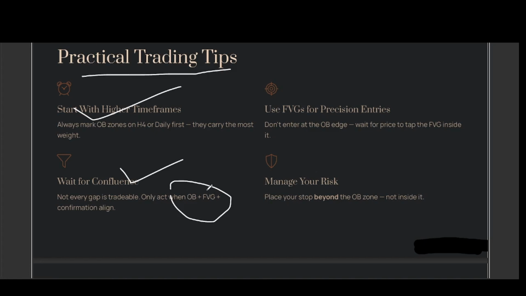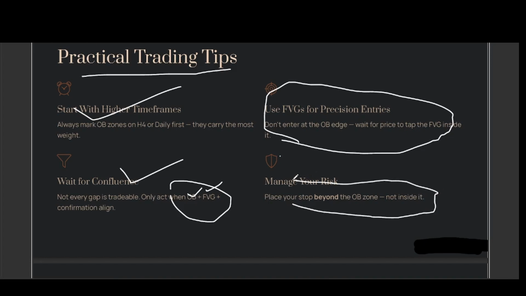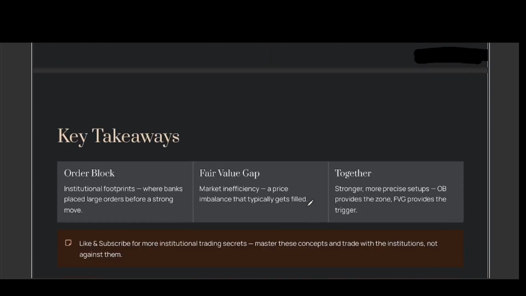Avoid only fair value gap, avoid only order block. Next thing, use fair value gaps as a perfect entry. Don't use it as a zone, because the order block is doing your zone work. Use fair value gap as a perfect sharp entry. And next thing, manage your risk by putting your stop loss below the zone.